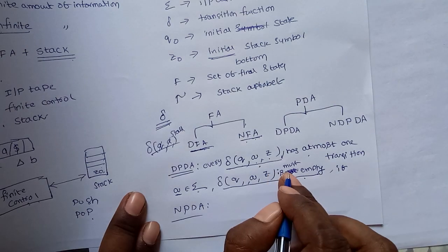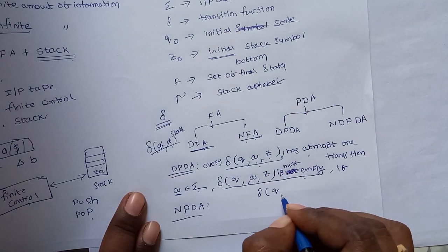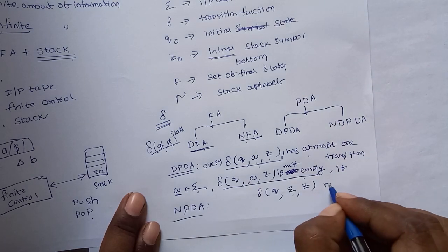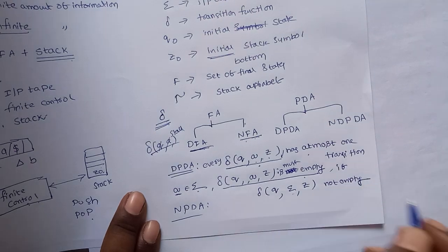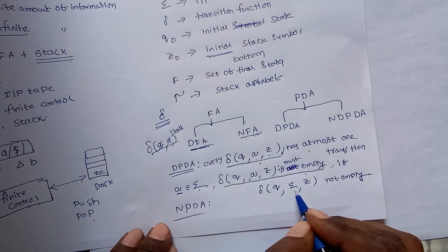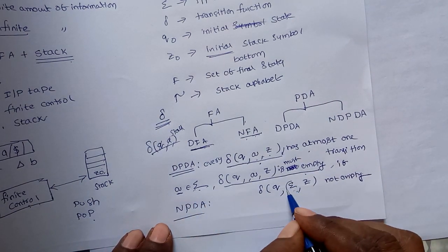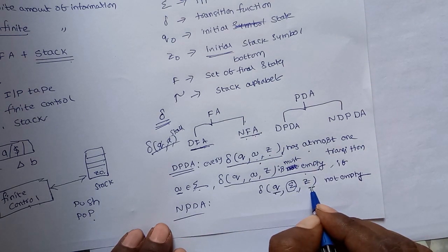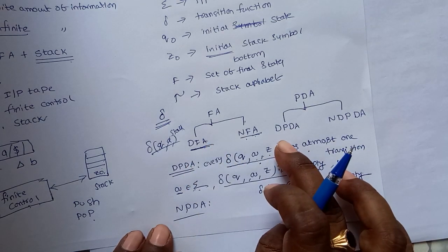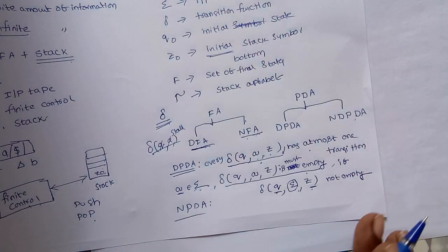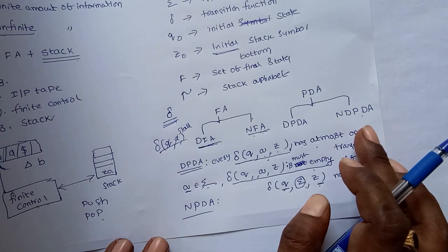When we say that it is empty, it means delta of Q on any input symbol is not empty. In simple terms, if there is a transition on any one of the input symbols, then we have a single transition for the state Q and for the stack symbol. Okay, this is the deterministic pushdown automata, and the non-deterministic pushdown automata is almost similar to NFA, the non-deterministic finite automata. It contains many transitions.